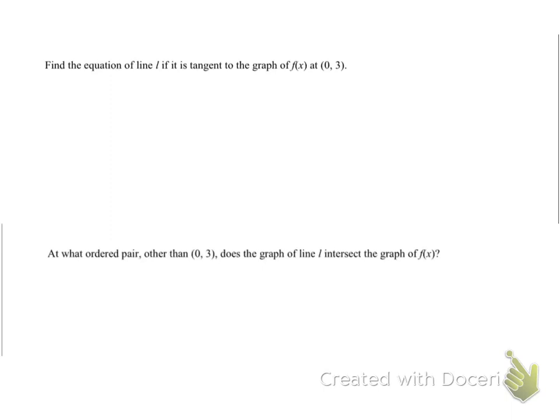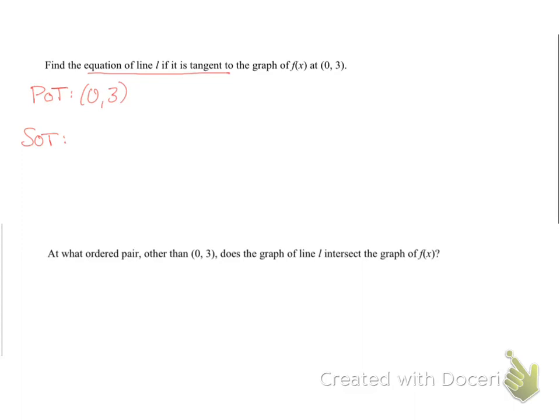So now it asks, find the equation of line L if it is tangent to the graph of f of x at 0,3. So all this is asking for is the equation of the tangent line. Okay, well for that we know we need two things. We need the point of tangency, which we have in 0,3, and we need the slope of the tangent. Okay, for that we need the derivative.